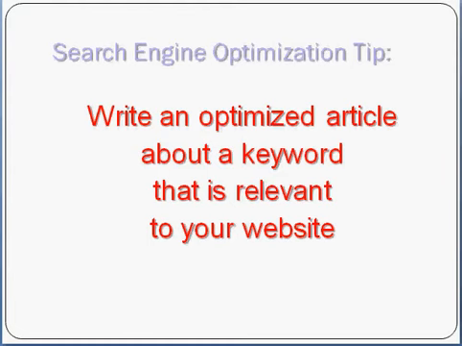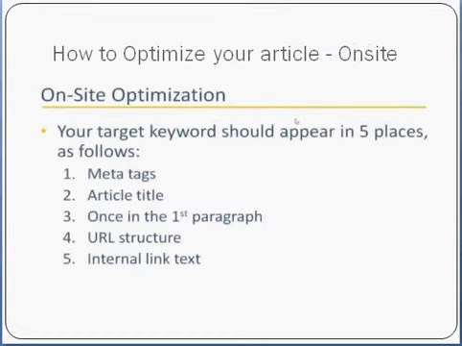Once you get that article written around that super keyword, there's 5 things you need to do to optimize it on site, to excite those spiders when they come by and look at your website. The 5 things are: take that super keyword that you wrote that article about and put it in the meta tags, article title, once in the first paragraph of the article, put it in the URL structure of the article, and make sure it's in the internal link text that will link it to the article from the website.